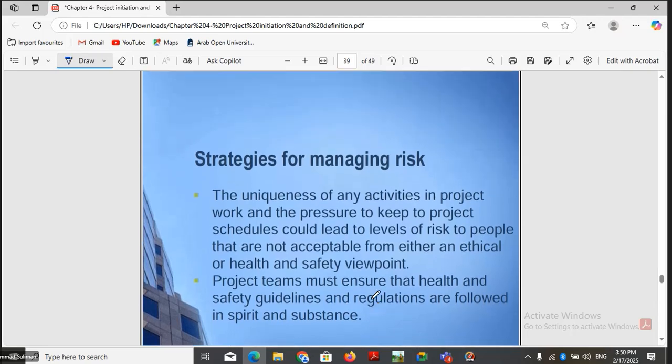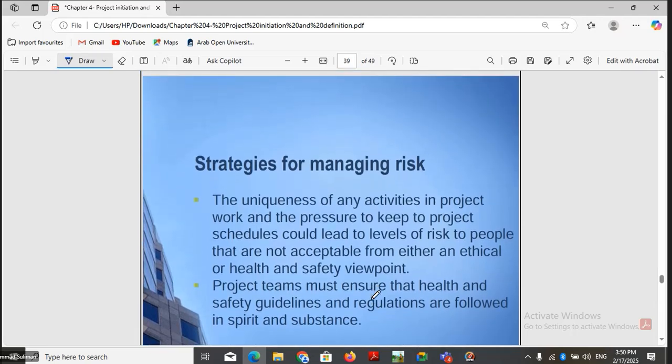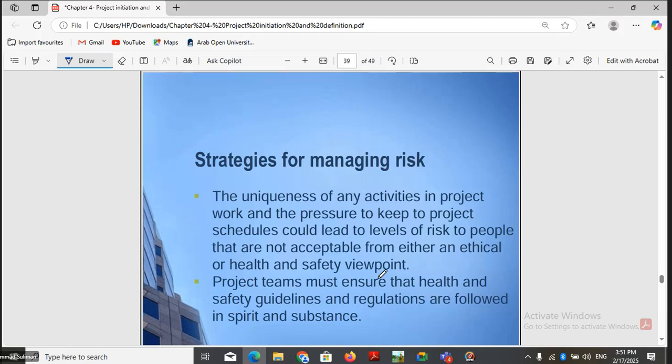Fine. So the next part here is strategies for managing the risk. What strategies can be applied to manage the risks that may be identified at the initiation and the definition stage? We talked about the risks in our previous slides, and now we want to know what strategies can be used to manage these risks.